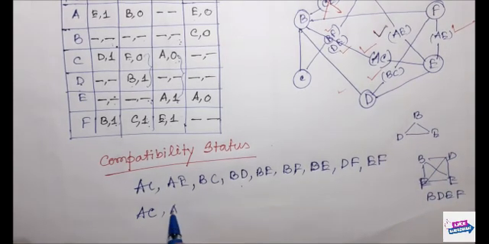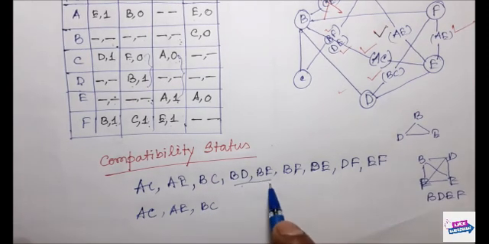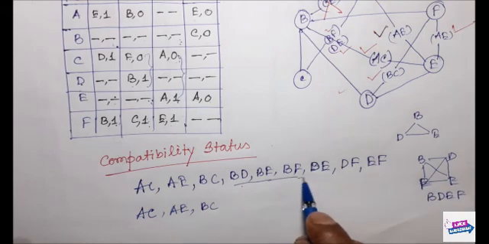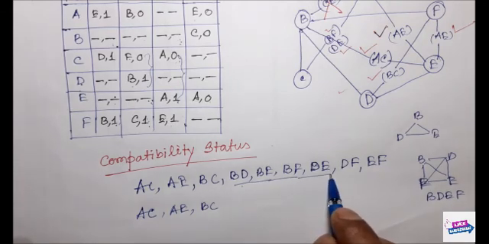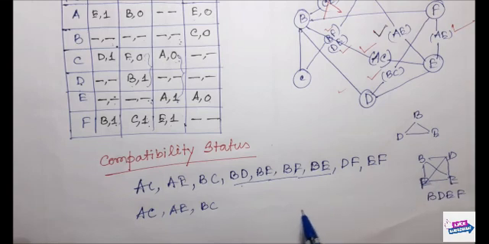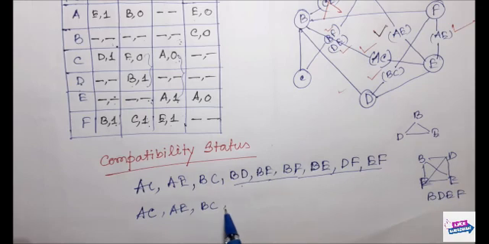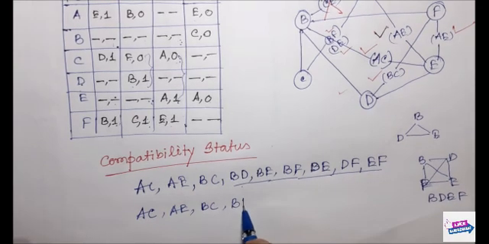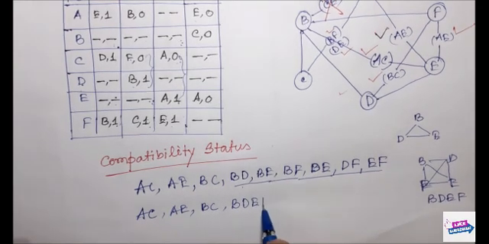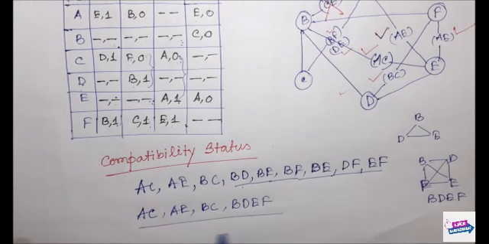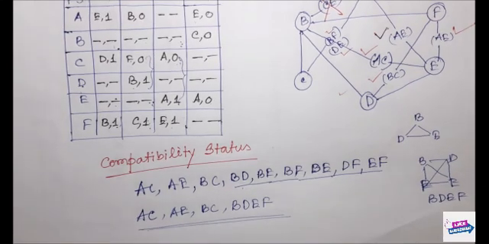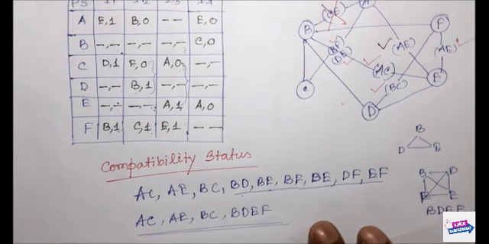So, AE, BC, then BD, BE, BF, DE. From this we can write BDEF. So, this is the minimum, or you can say minimal, compatible pair. So, that is all about the merger graph.